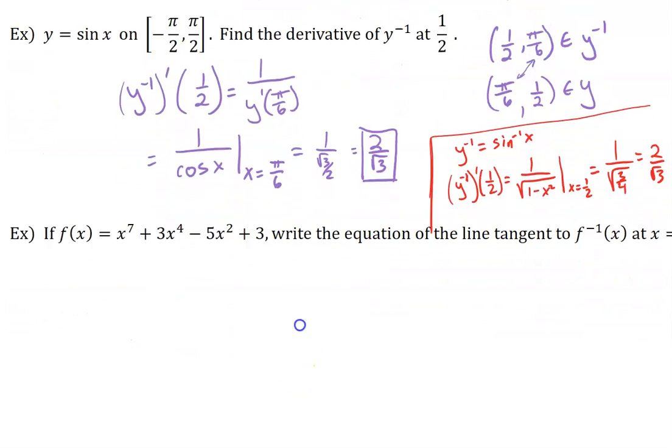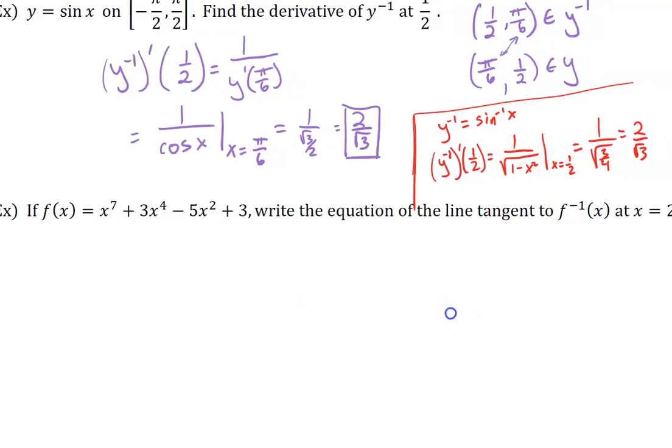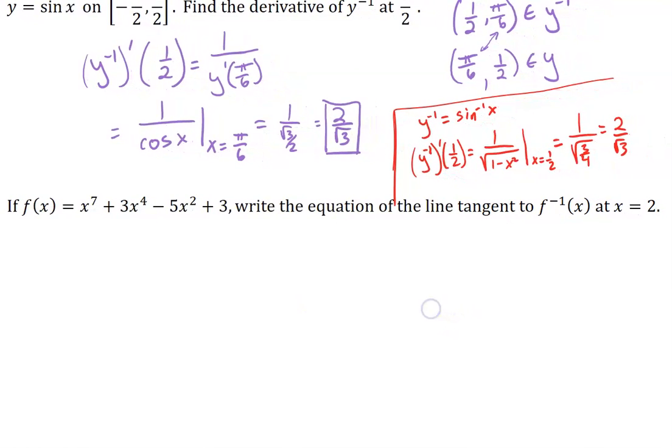All right, I'm going to go ahead and go through this and move that over a little bit so we can see the rest of the question. Okay, so we're given that f of x is equal to x to the 7th plus 3x to the 4th minus 5x squared plus 3. Here we are looking for the equation of the tangent line at the point x equals 2.